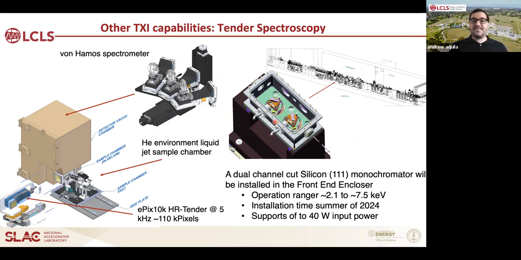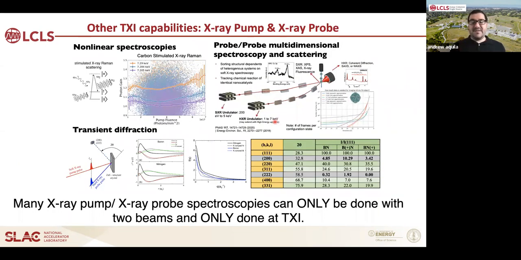Other aspects: since we have two beams, we can think about doing nonlinear spectroscopies, or pumping a system with a soft X-ray and doing transient diffraction and looking at how systems react when only one species of atoms is absorbing, and in diffraction.